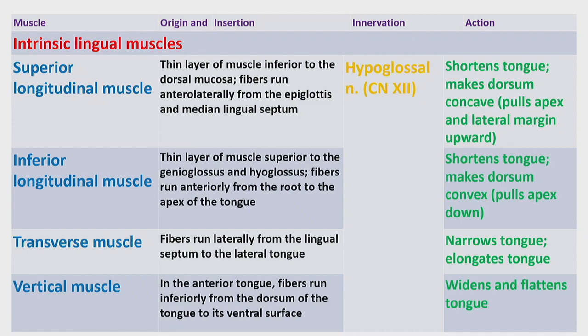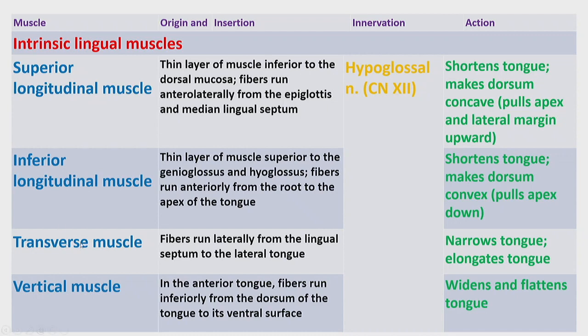And as you know, the superior and inferior longitudinal muscle of the intrinsic lingual muscle, both of them shorten the tongue. Yes, so by the contraction, because it's passing longitudinally, it is shortening the tongue. And the superior one makes the dorsum of the tongue concave, and the inferior is making the dorsum of the tongue convex. Yes, so it's according to the pathway superior or inferiorly.